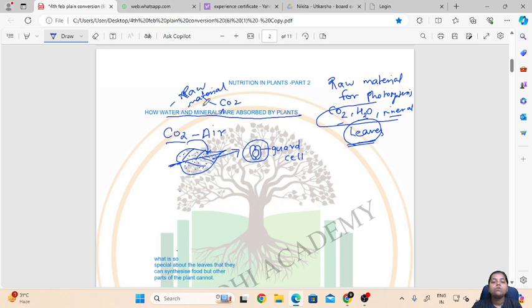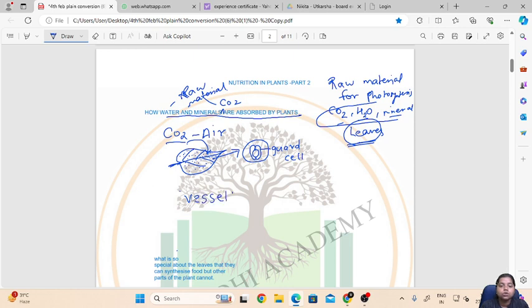Then the second thing, how are water and minerals transported? How is water transported at your house? Through a pipeline. Correct. Similarly, in this plant there are also pipeline-like structures through which the water and minerals are transported, and these structures through which the water and minerals are transported are called vessels.